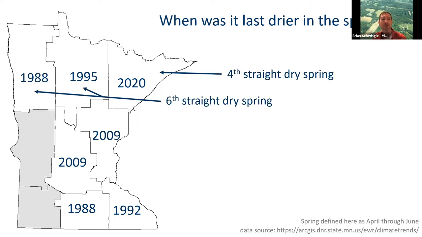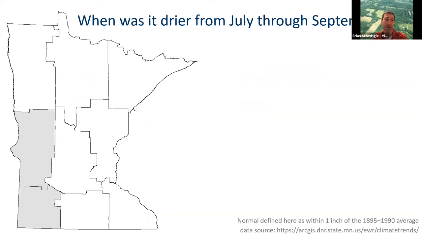Looking a little bit further into this, though, in northeastern Minnesota, where there was that really big fire that I'm sure you all heard about, they experienced their fourth straight dry spring, and in north central and northwestern, that was their sixth straight dry spring. On the other side of the spectrum, it was the first dry spring below the long-term average in 12 years in southeastern Minnesota. It's been wet down there.